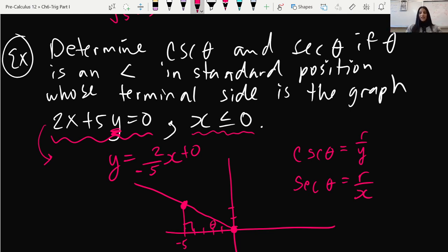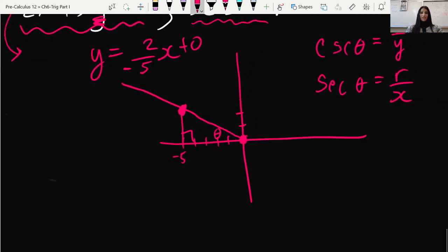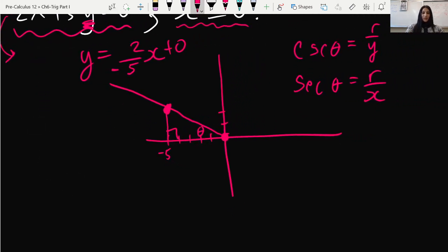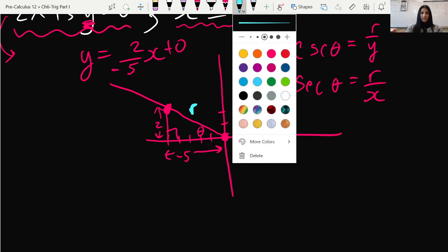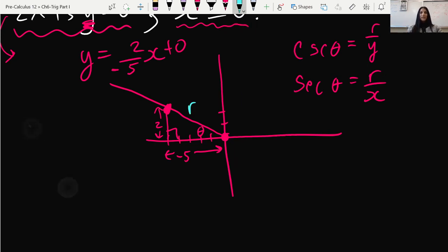So I need the r value, the x value, and the y value on this right angle triangle. That's what we need to figure out right now. I already know that my x value here must be negative 5. If our slope was 2, then my y value here must be 2. So the only thing I need is to use the Pythagorean Theorem to figure out my r. And actually, I'm being lazy. Why didn't I use my different colors? Because they work so well to help you see where things are coming from.